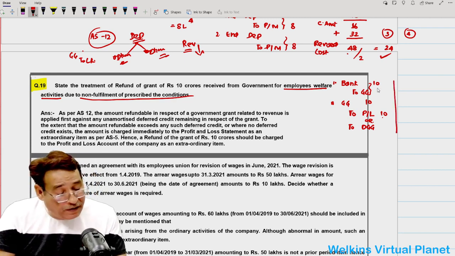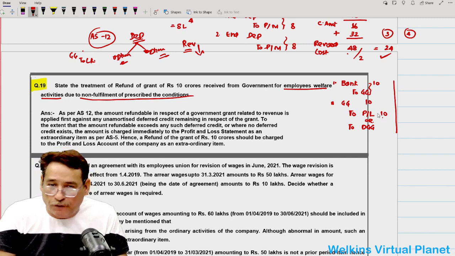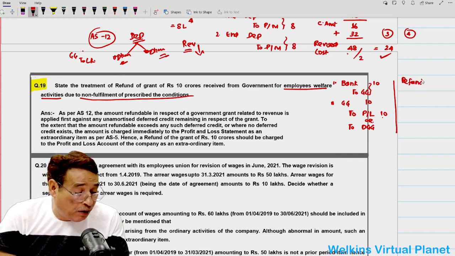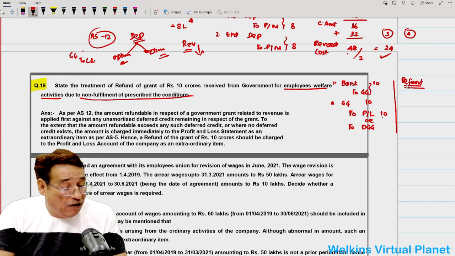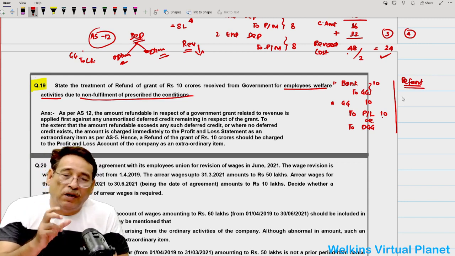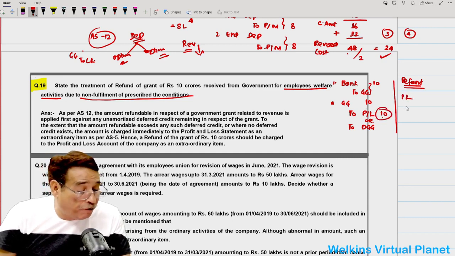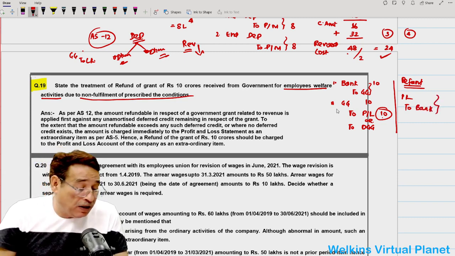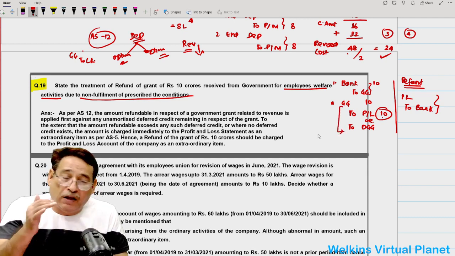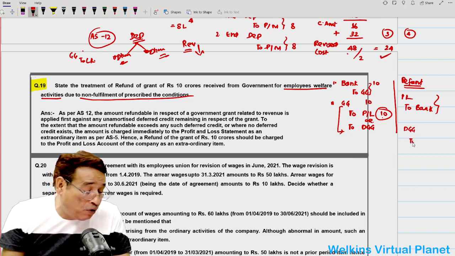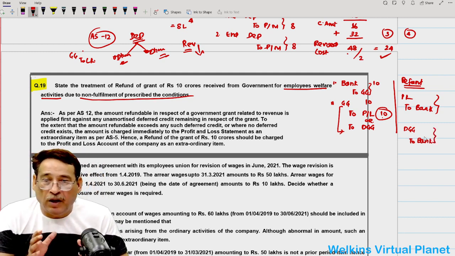Let us say I received 10 lakh from the government grant and I credited it to profit or loss account. Now, I have to refund it because of non-fulfillment of some prescribed conditions. When I refund, I told you several times, you need to understand where you took the grant. You took the grant to profit or loss account. So, in this case, your entry will be profit or loss account debit to bank account for refund. Suppose if you had taken the amount of the grant to the deferred government grant account, then your entry would have been deferred government grant account debit to bank account. Are you getting my point or not?